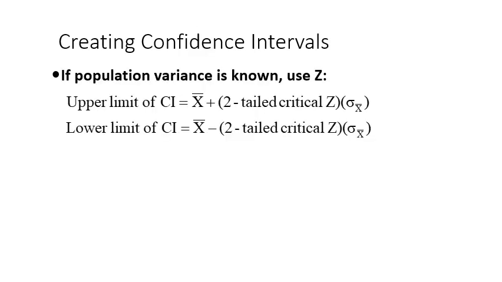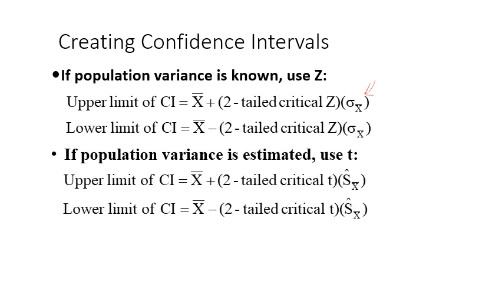How are we going to do that? Well, there are two ways we can do that. If the population variance is known, we just use the standard error of the mean, and to get it you use the formula we went through earlier, taking the population standard deviation and calculating the standard error of the mean. If the population variance is estimated, we use a t-test, just like we use a t-test for hypothesis testing.